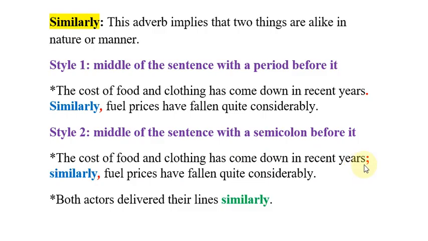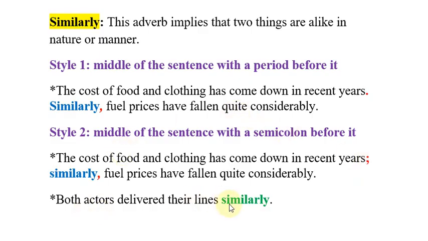Now we can see I have one semicolon here. I have similarly with small s, and then I have this comma. Well, above I have the comma, below I have the comma. Above similarly was with capital S, below similarly with small s. Above we had one period, below we had a semicolon. But in terms of meaning, they are both the same. No difference in terms of meaning. The only difference here we have is related to punctuation. Good.